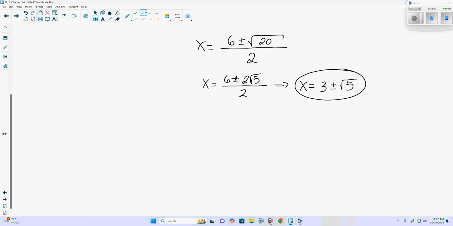Now the other way we could do this is by hand, and that's to factor out the greatest common factor between these and the denominator, which is 2. And the 2 and 2 will simplify, telling us that we have 3 plus or minus the square root of 5. Questions on this here, or anything we've done thus far?